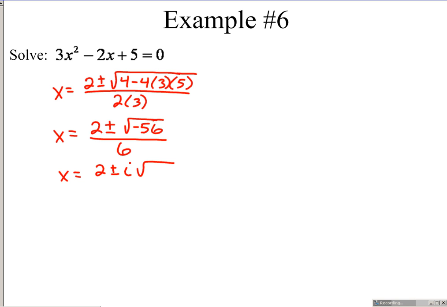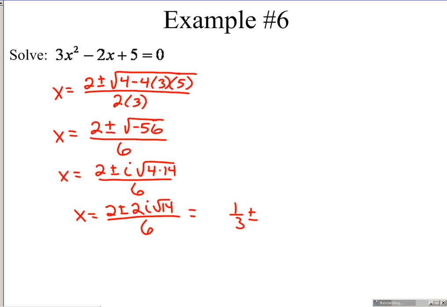Root 56 then, we can break down as 4 times 14. Square root of 4 is 2. And now we need to write this in standard form. We get 1/3 plus or minus root 14 over 3 times i, there's standard form of that solution.